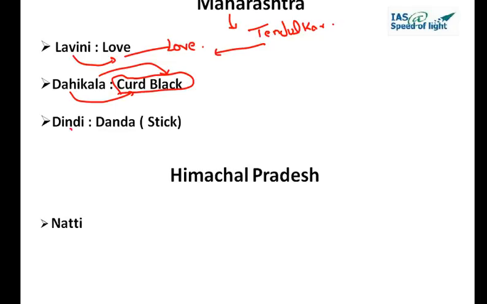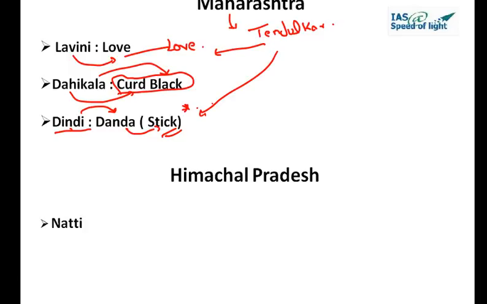The third one is Dindi, another very important folk dance to be remembered from Maharashtra. From Dindi we get Danda. Danda is a Hindi word for stick. So Sachin Tendulkar dancing with a stick, and he used the stick as his bat. He's so proficient in playing cricket.